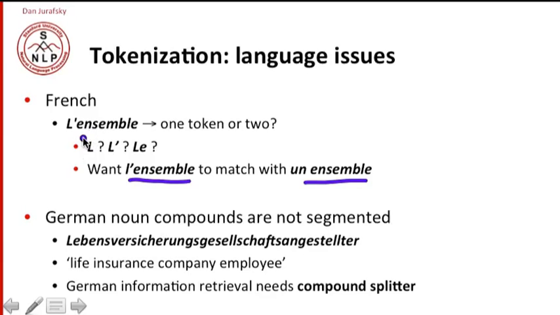In German, the long nouns are not segmented as they are in English. So a word like life insurance company employee in English would be segmented up. In German, we're going to get these very long phrases, but spelled as a single word. So for German tasks like information retrieval, we're going to need to do compound splitting.